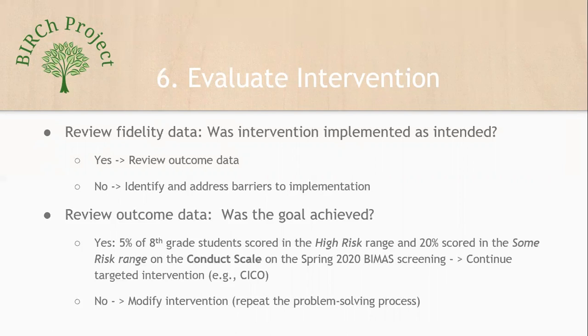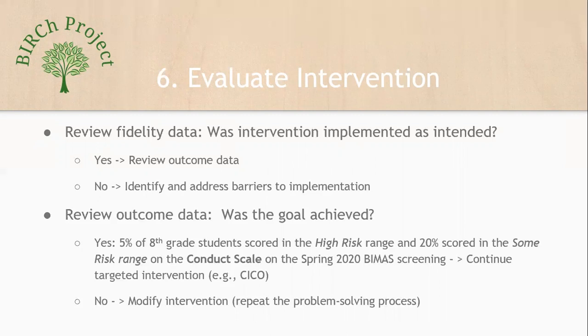So one way is to look at the progress monitoring data in the previous slide, but as an outcome that aligns more with our goal statement, we look at the winter or spring screening data. So was the goal achieved? So in our spring screening, we have 5% of 8th grade students scored in the high risk range and 20% scored in the some risk range on the conduct scale. So in this sense, we have achieved our goal. Thus, we will continue the targeted intervention.